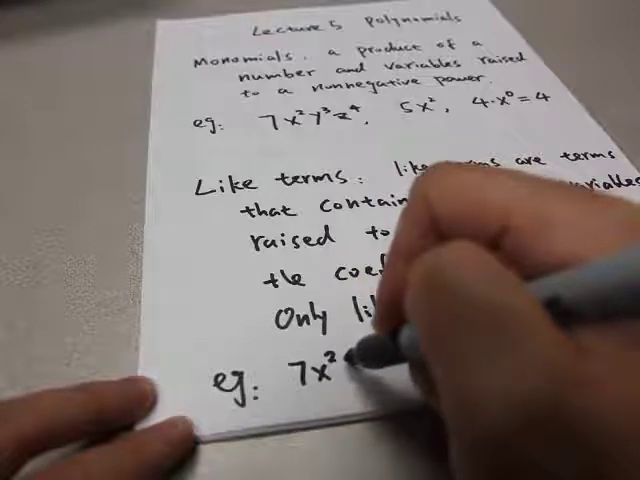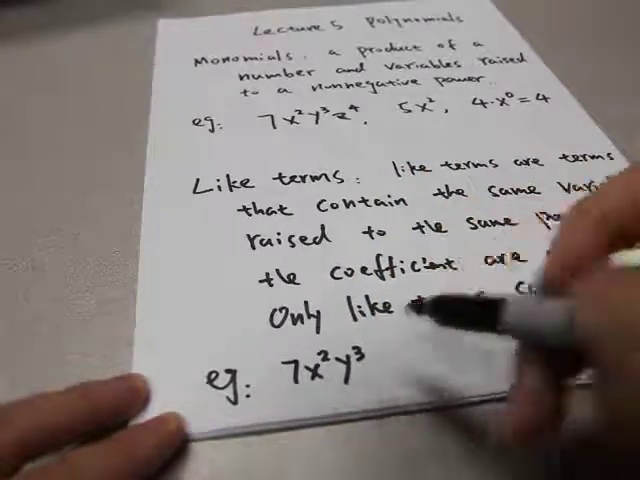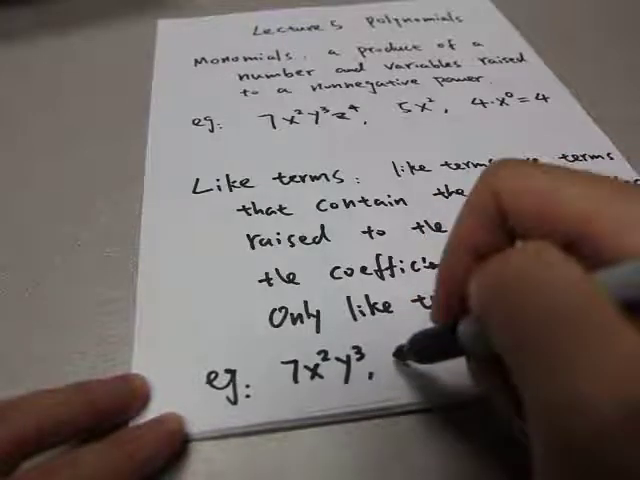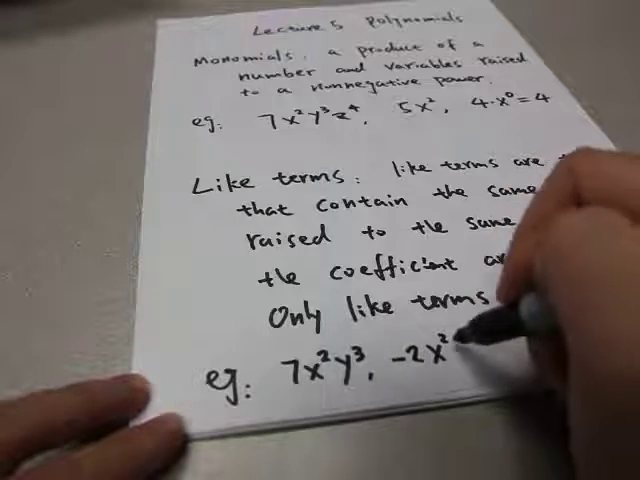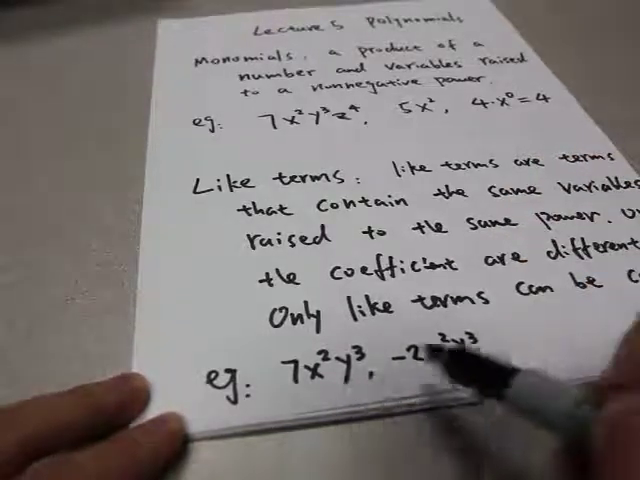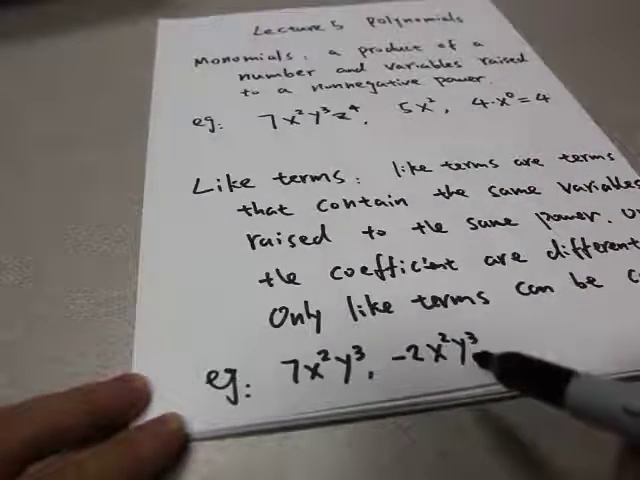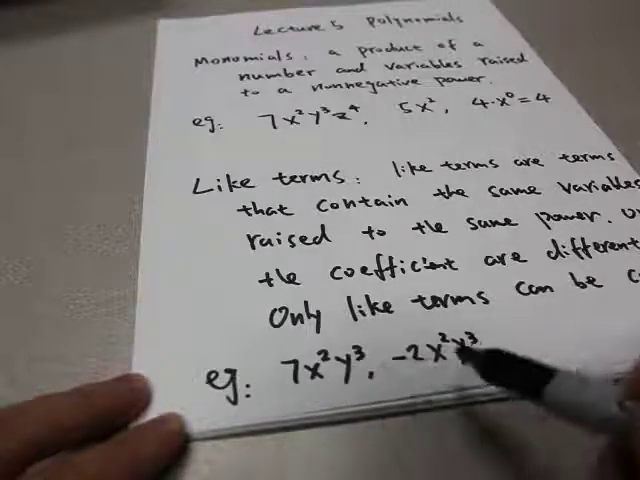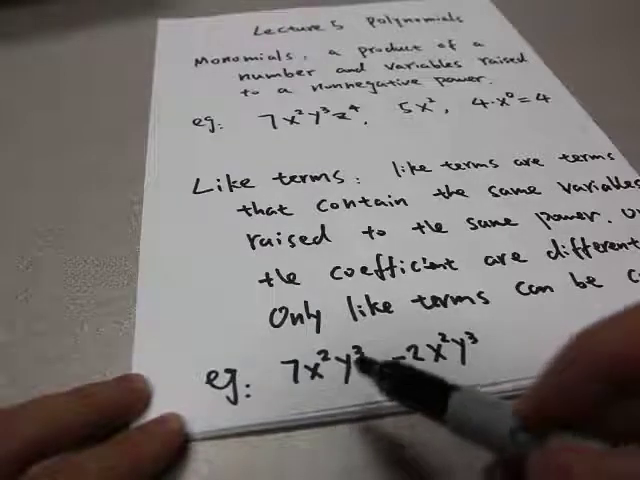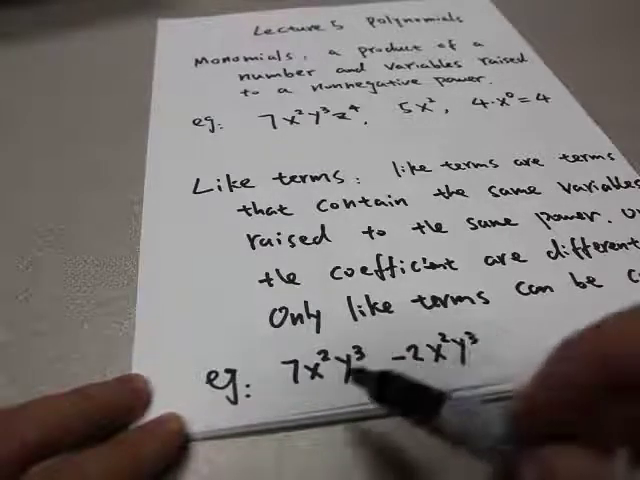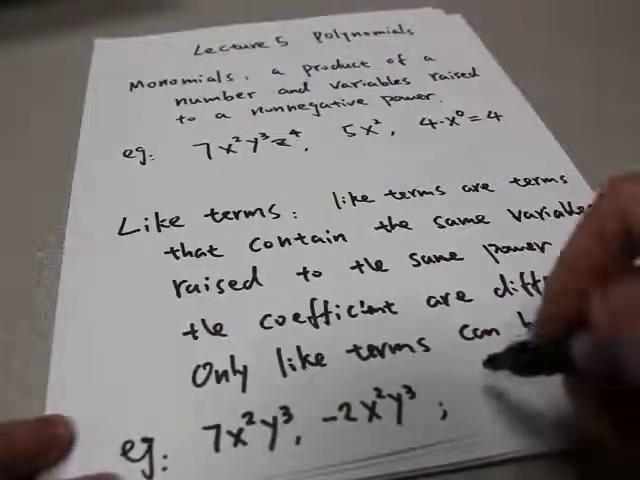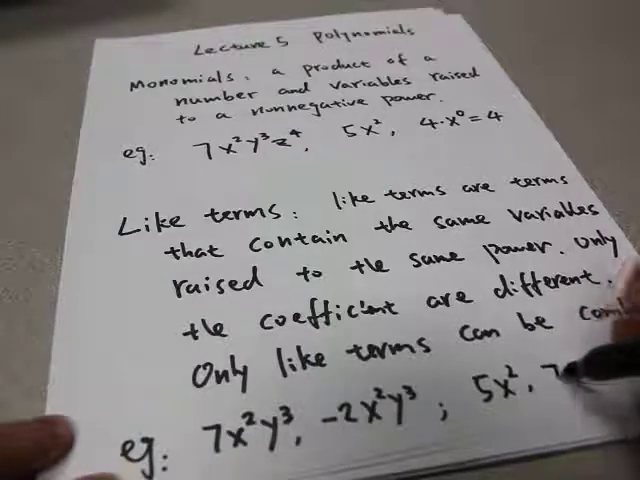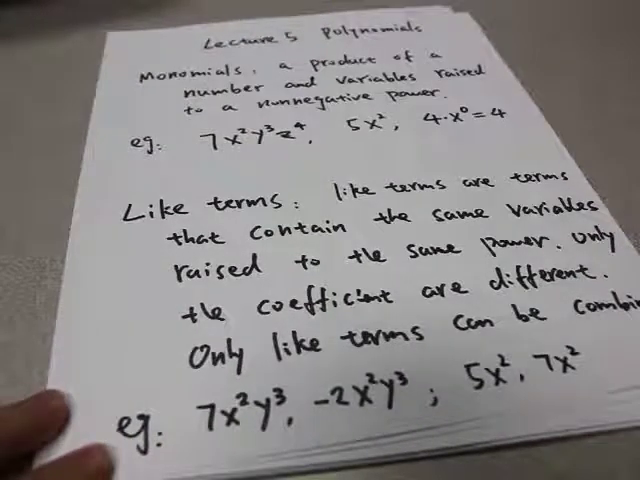So 7x squared y to the third. If I want to write a like term of this, it could be negative 2x squared y to the third. So these two monomials are like terms because they have the same variables. Both of them have x and y, and both variables are raised to the same power. And 5x squared and 7x squared, they are like terms.